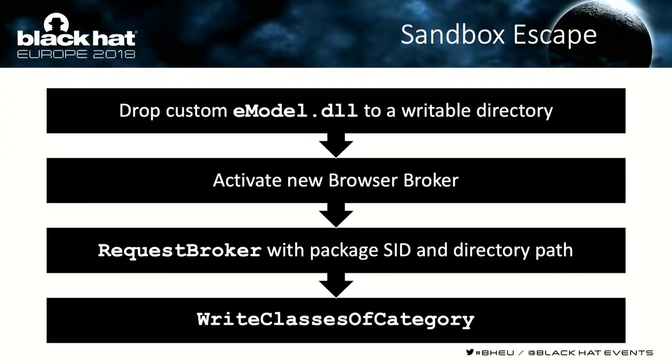These are the steps. First, drop a custom DLL to a writable directory. Next, activate a new browser broker and request the broker with the internet AC seed and the writable directory path. Finally, call the WriteClassOfCategory method, and we are out of the sandbox.